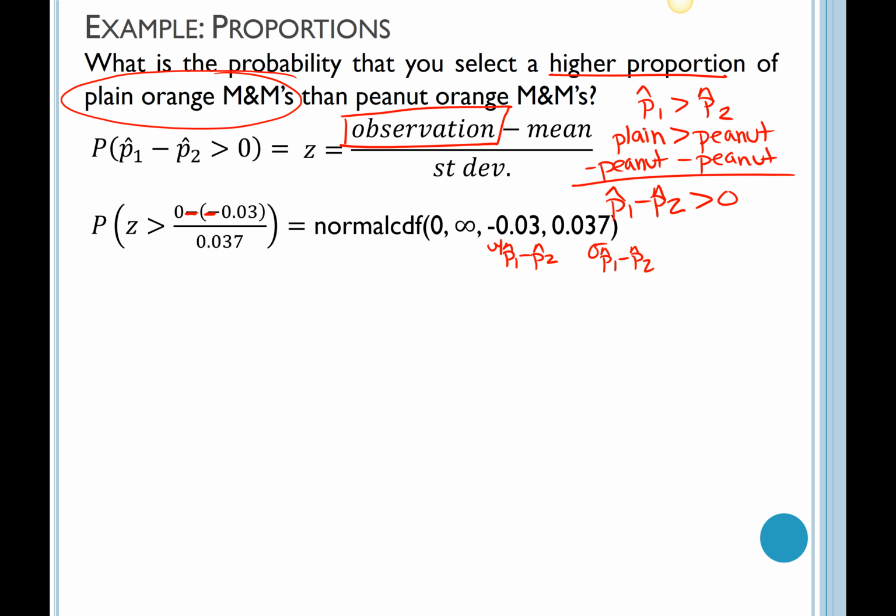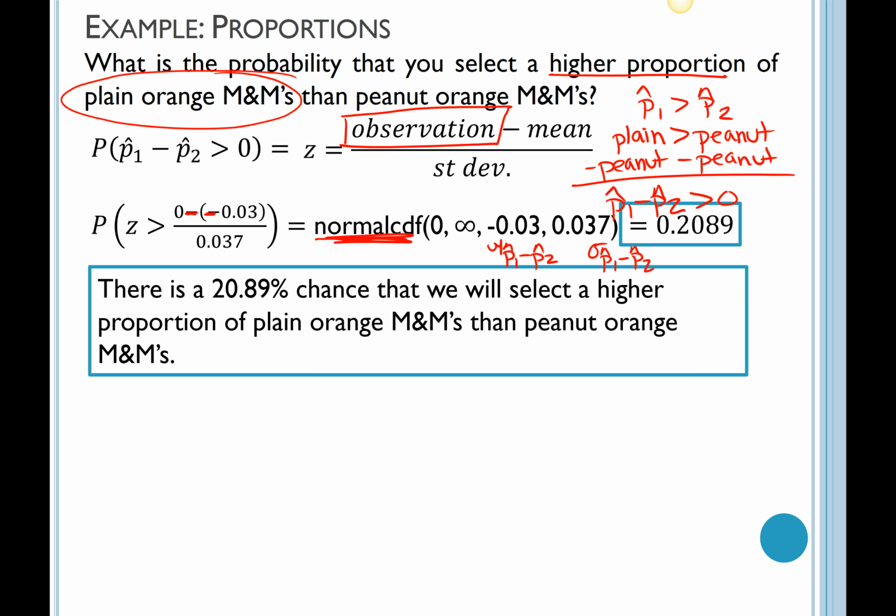So we just need to use those and use a z-score. Remember, since we said that the distribution was approximately normal, we're able to use normal CDF. So go ahead and type that in and see if you can find the probability. You should get a probability of 0.2089. So there's basically a 20.89% chance that we will select a higher proportion of orange plain M&Ms than orange peanut M&Ms. So there's about a 20% chance of that happening.